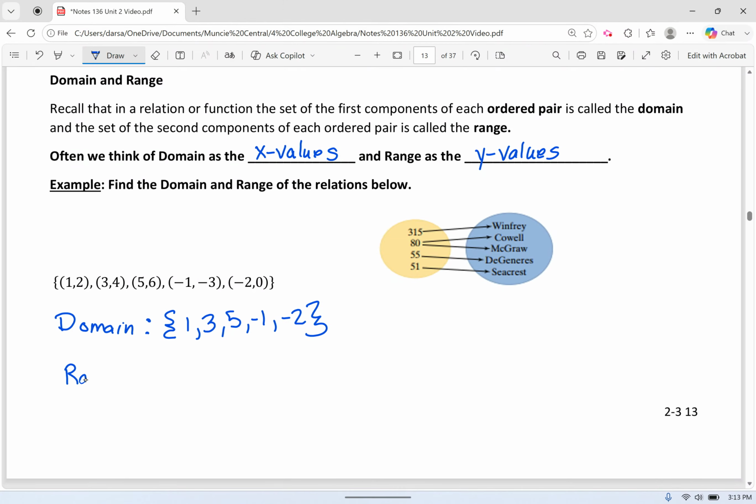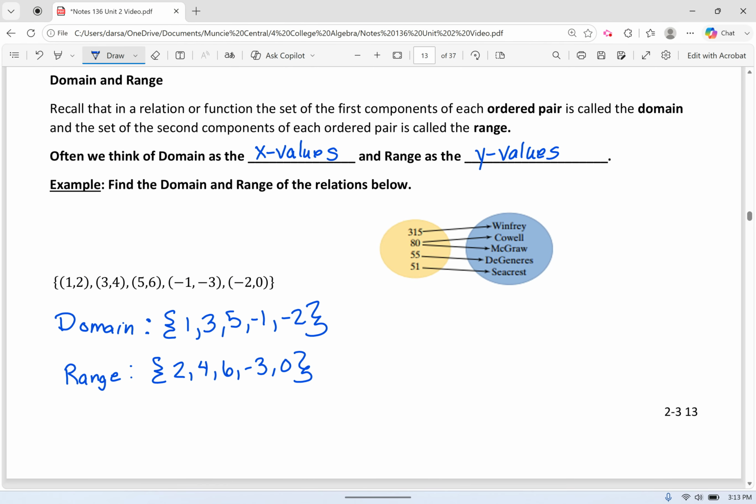What is the range of this set of ordered pairs? So what are all the y values that are coming out as answers? Well, those are 2, 4, 6, -3, and 0. Notice that the order doesn't matter, but again, only list things once.